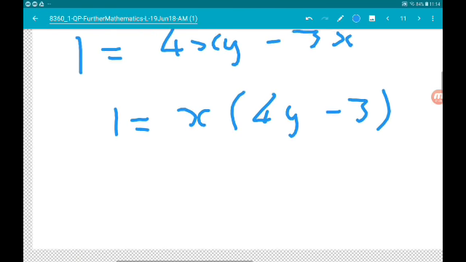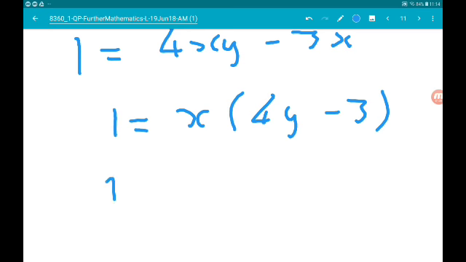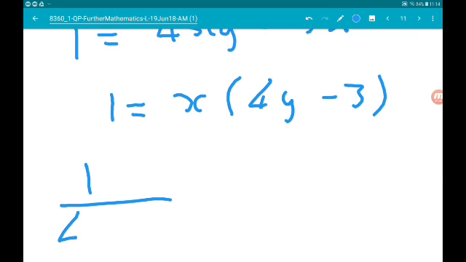So then to get x on its own, we divide both sides by that bracket, and that's not a 7, that's a 1. So we get 1 over 4y minus 3 is equal to x. If you want more questions like that, check out my rearranging algebraic fractions video down below.